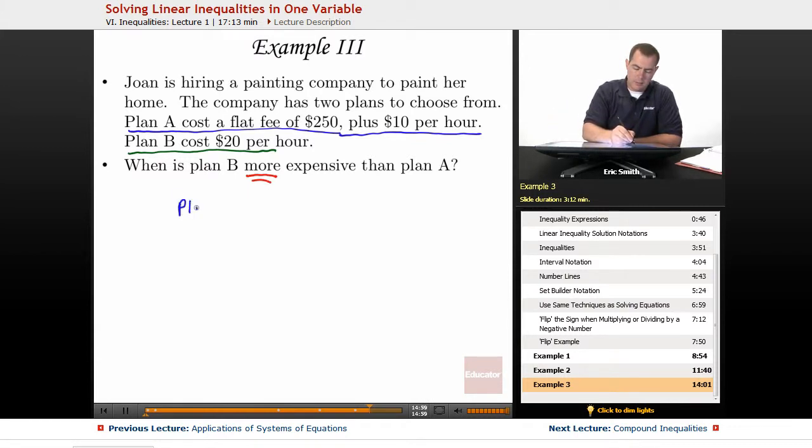All right, let's go ahead and hunt down both of our situations. So let's have Plan A, and let's go ahead and have Plan B. We need an unknown here, so let's say x is the time to paint the house.